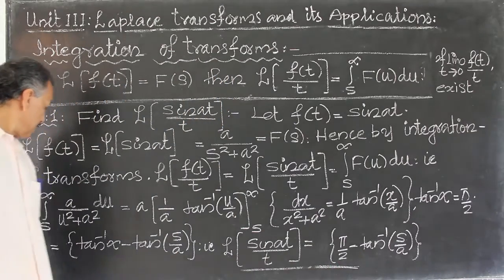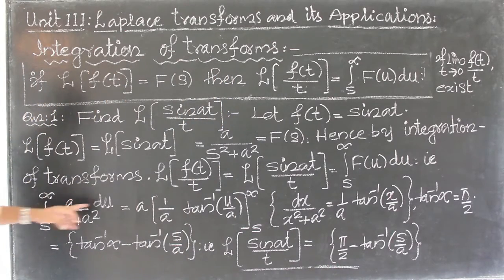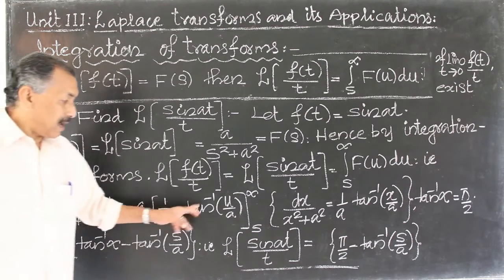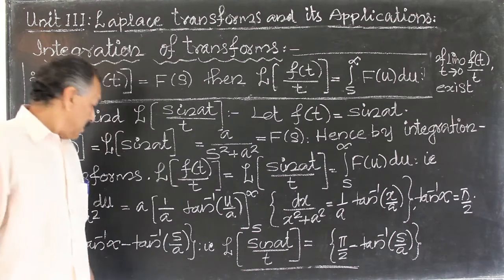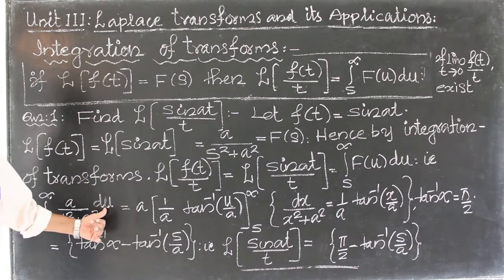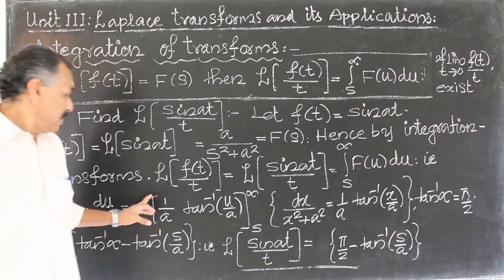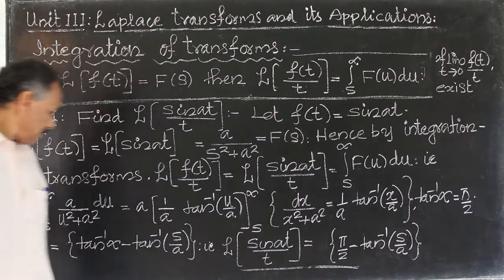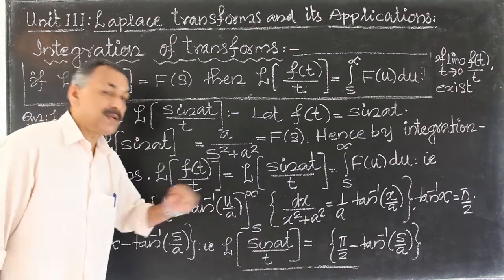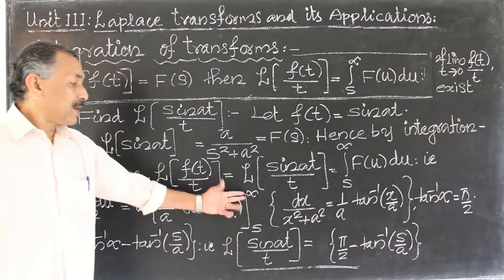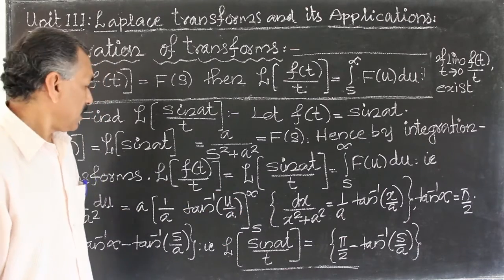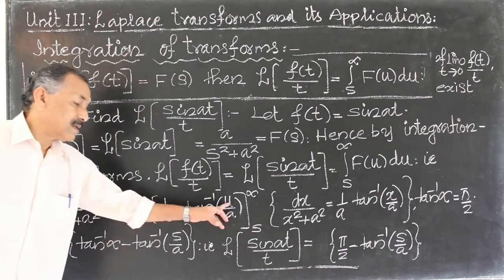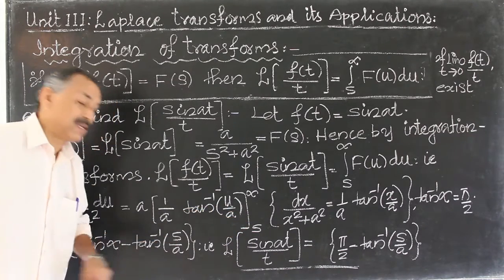Now apply the property here. a into the integral of du divided by u square plus a square is equal to a into 1 by a tan inverse u by a. The a into 1 by a cancels, leaving tan inverse u by a between the limits s to infinity. Now apply the upper limit, tan inverse infinity, minus the lower limit u equal to s, tan inverse s by a.